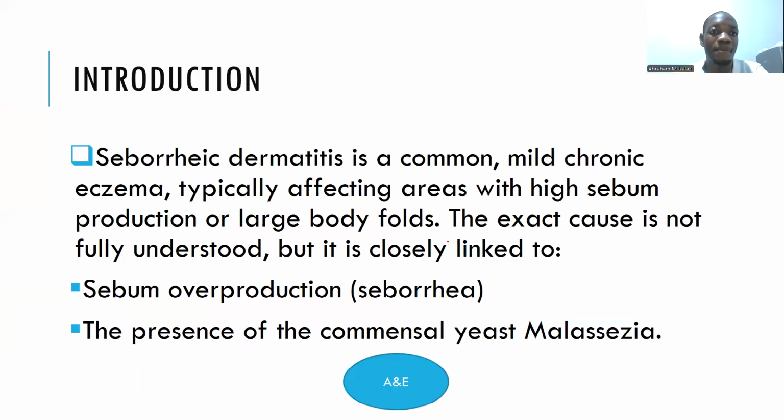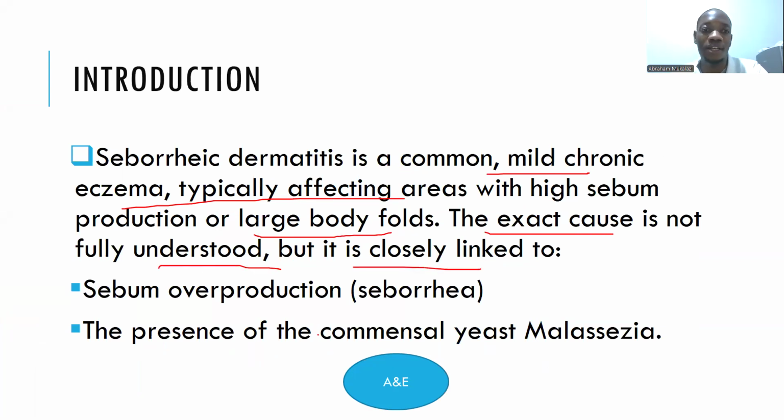And this is all seborrheic dermatitis. So it is a common mild chronic eczema, typically affecting areas with high sebum production or large body folds, and the exact cause up to date is not fully understood, but it has been closely linked to increased sebum production, which we call seborrhea, or presence of the commensal yeast, the Malassezia species, especially Malassezia ovalis or Malassezia furfur.